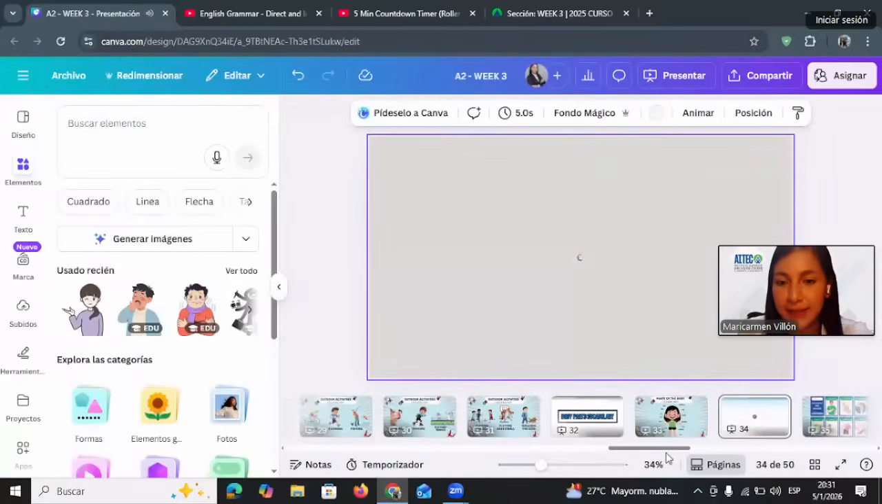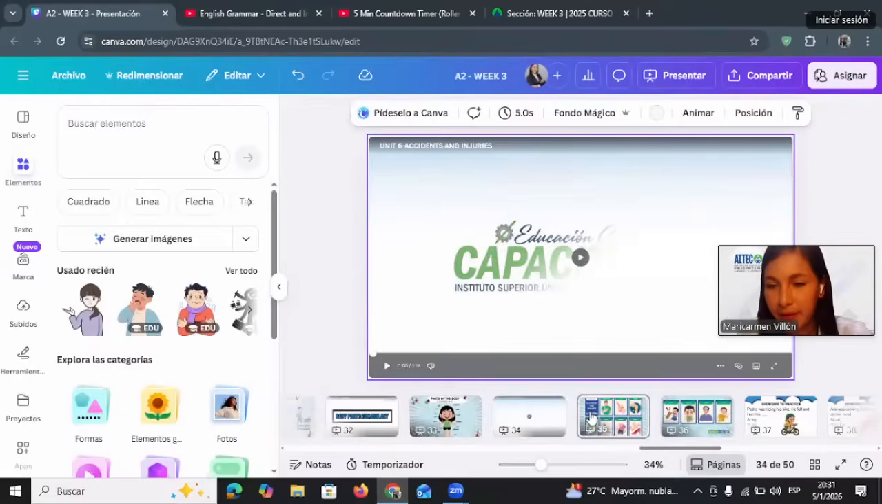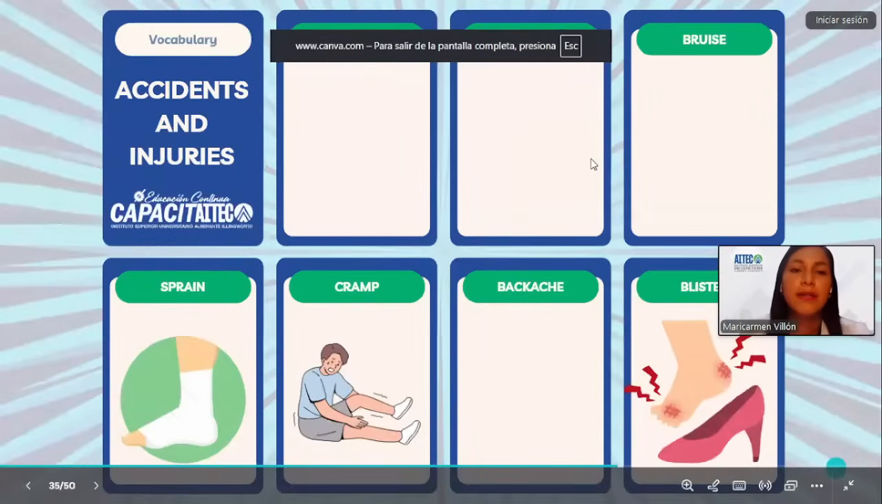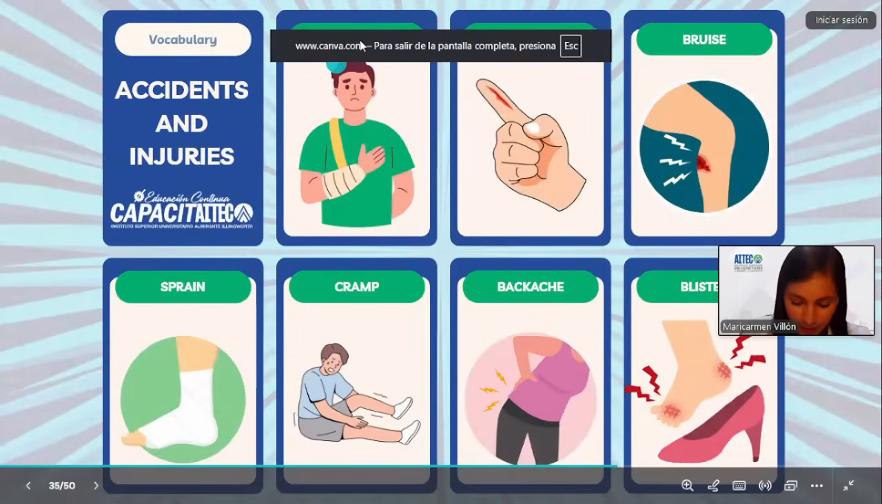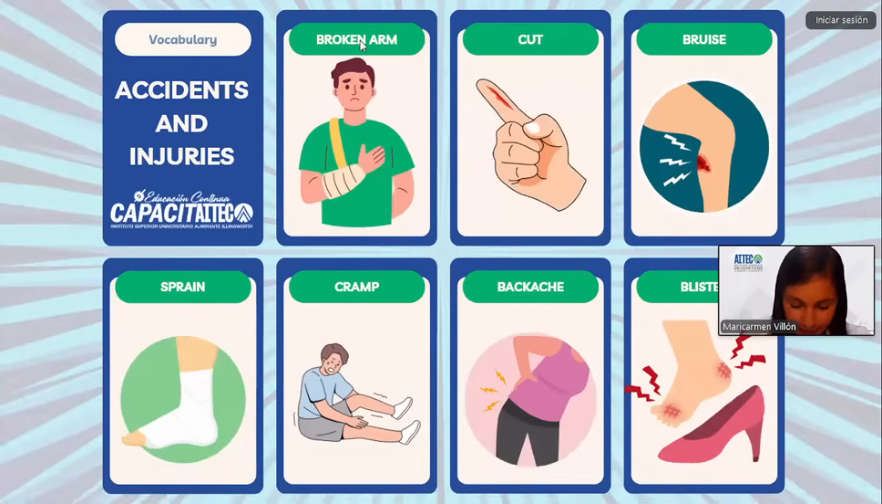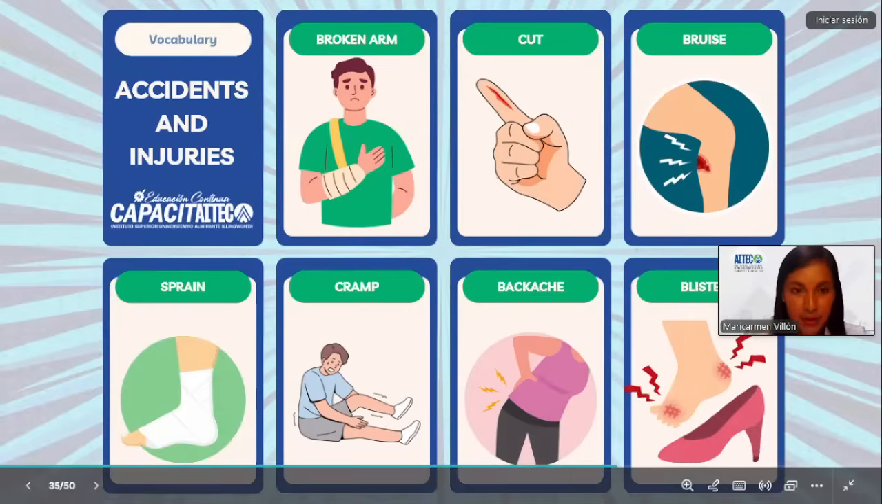Good. So we have accidents and injuries. Let's put it in practice. Please listen and repeat after me. Accidents and injuries. We have broken arm. Here's the picture. Broken arm. Next, we have a cut. You see it? Oh no, cut. Maybe you're cutting something with a knife, you have a cut in your finger. Bruise. Next one, bruise. Okay, that's another accident. We have sprain, right? Sprain.